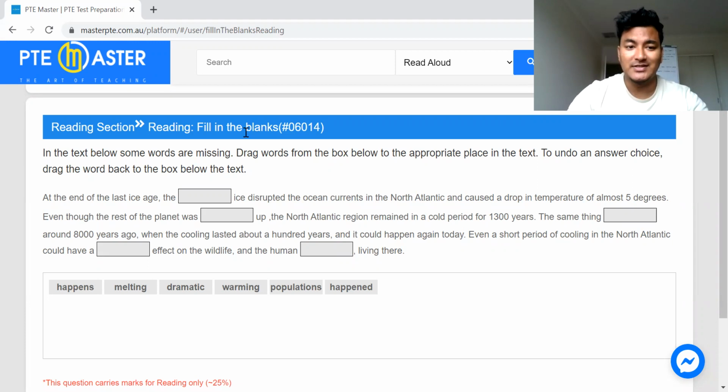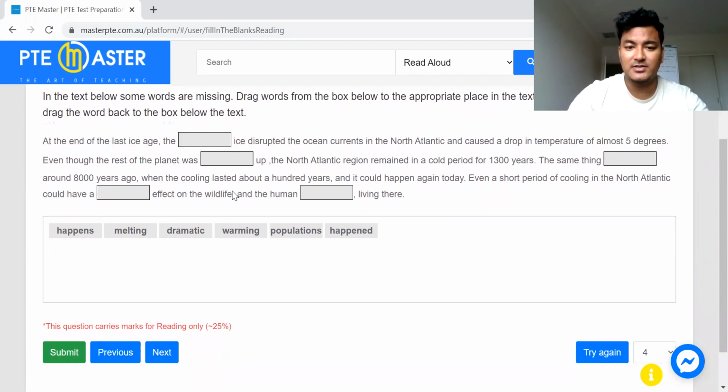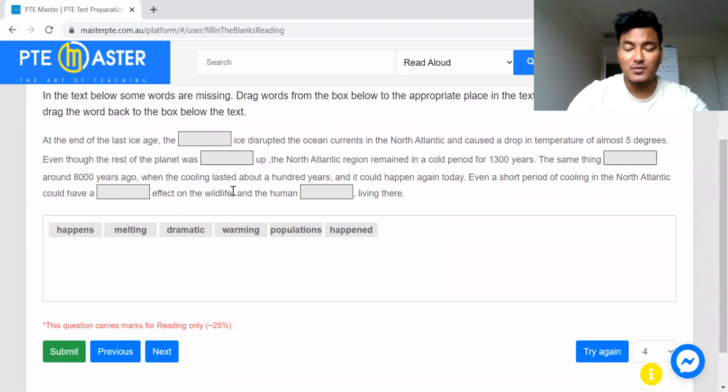So today we are going to do a reading fill in the blanks from the drag and drop section, and this is the question for practice. This is one of the questions from the PTE Master website. You can log into this website, find the link in the description section below, and you can get started.